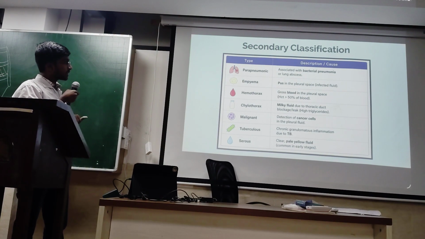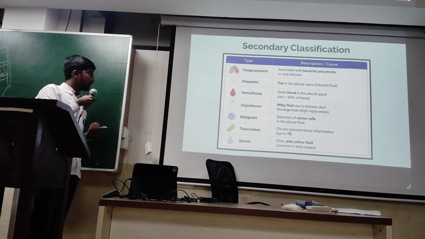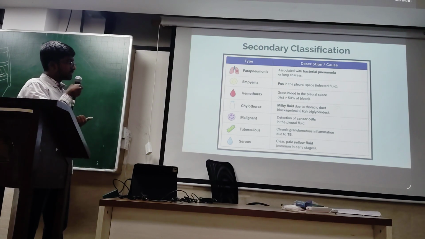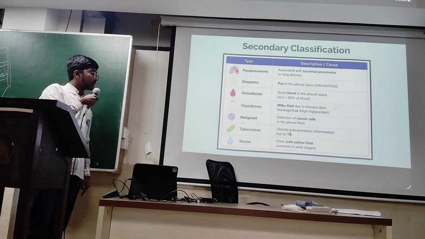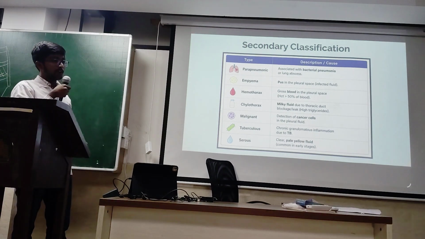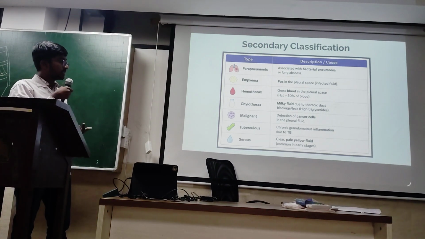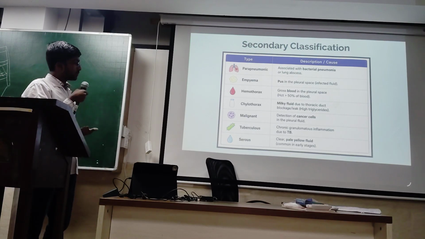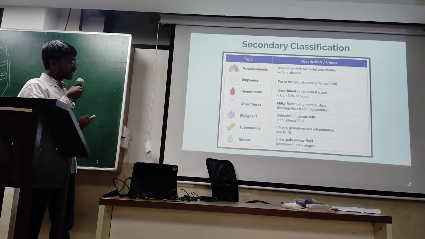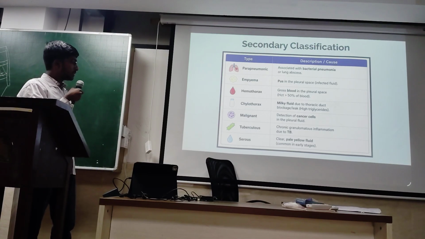Then we have the hemothorax. It is based on the fluid accumulated. In this case, blood is accumulated in the pleural space. Then we have the chylothorax, in which the thoracic duct is blocked, which results in accumulation of chylomicrons and triglycerides in the pleural space. Then we have pleural effusion due to malignancy, in which the cancer cells are detected in the pleural fluid.